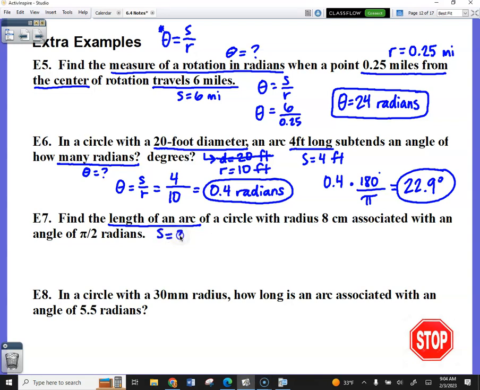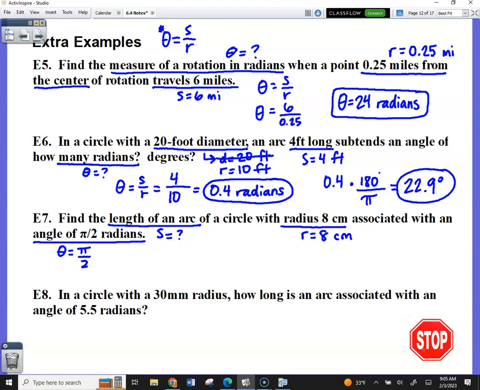So they're saying S is what? Of a circle with radius 8. You should feel confident to get R right every time. You should feel confident to get theta right every time because theta is the only one in radians or talking about rotation, okay? S is the other linear unit of measurement, and it's referring to the distance that it actually traveled. Okay, so R is 8 centimeters, associated with an angle of pi over 2 radians. So we've got theta, we've got R, we need S.